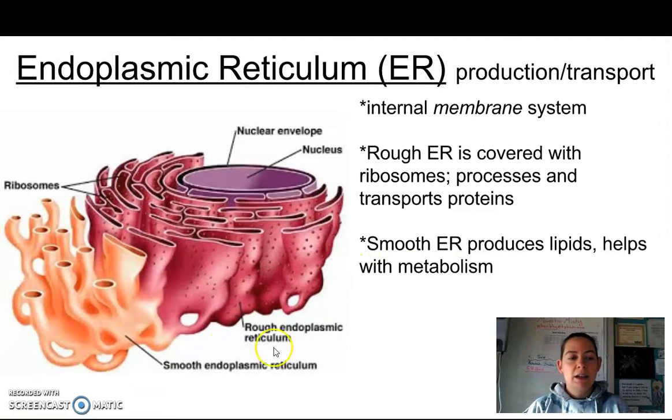Then in the smooth ER, that's this part over here without any ribosomes on it, this part produces lipids. Remember that lipids are what makes up all of the membranes, so that's pretty important. So it also makes lipids and sends them to where they need to go. So the ER altogether is in charge of producing and transporting proteins and lipids.